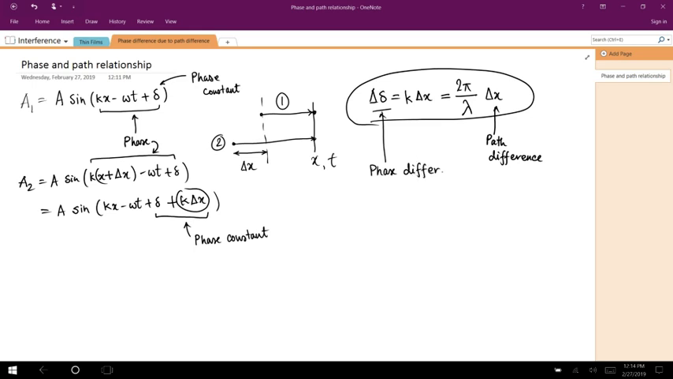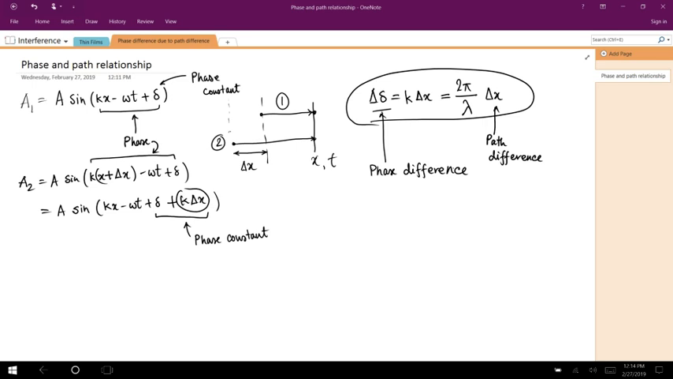Okay, so path difference to phase difference, whenever we are doing it, we will always do this delta x. Delta x times 2 pi over lambda will give us delta delta. That's the idea. Okay, so there's one more thing though. Let's say that this path difference is happening in a different medium, right?